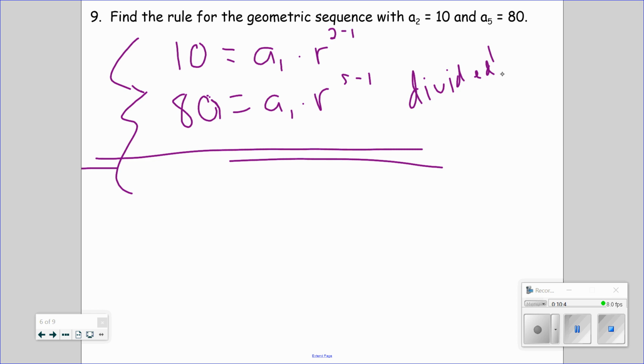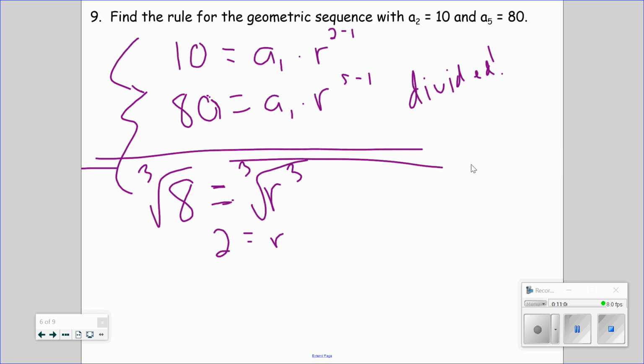80 divided by 10 is 8. A1 divided by A1, the a's go away. That's the elimination. And then this is an r to the fourth. This is an r to the first. R to the fourth divided by r to the first is r to the third. And then you could just cube root both sides to figure out that r is 2.